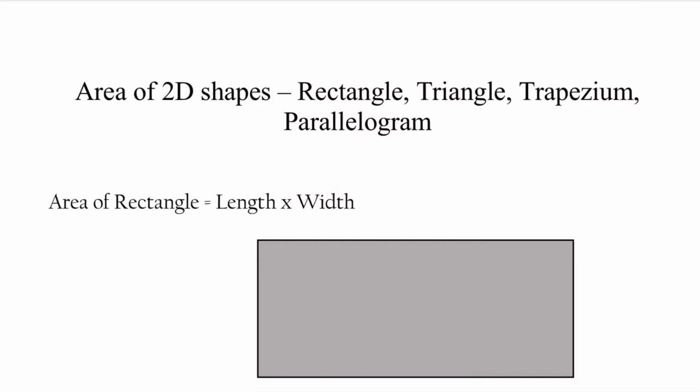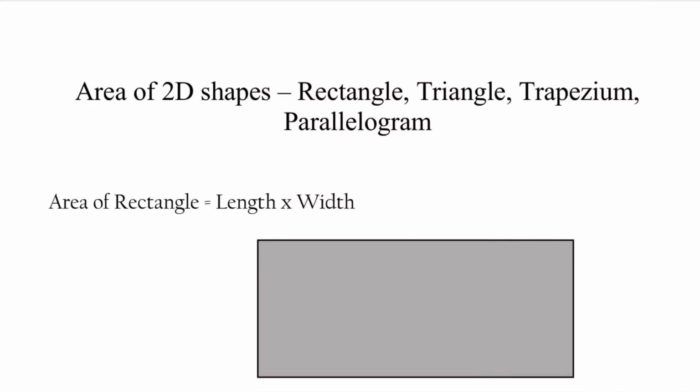In this video, we'll be talking about how to solve area of 2D shapes such as rectangle, triangle, trapezium and parallelogram. So let us start with the first one, which is area of rectangle. So the basic formula of solving the area of rectangle is length into width. That's as simple as it is. Just multiply the length into width.